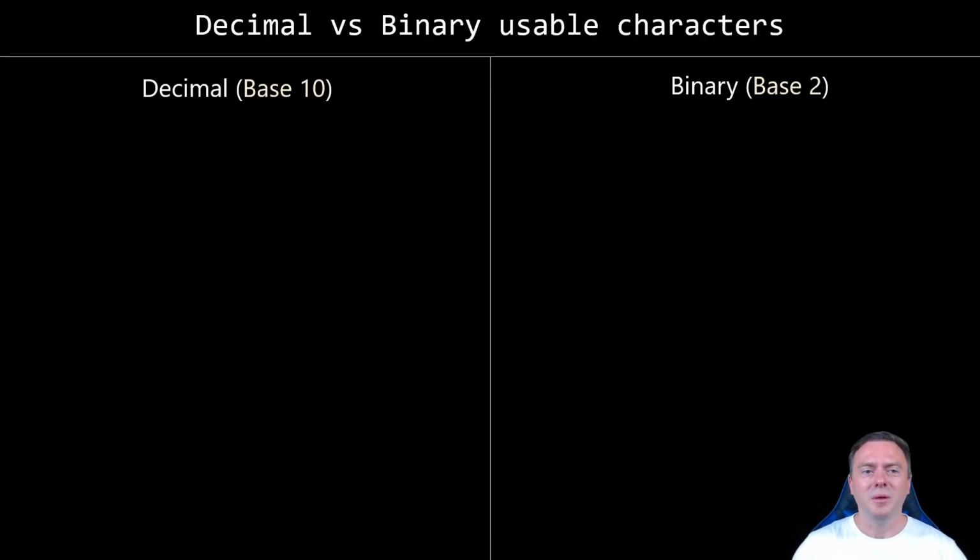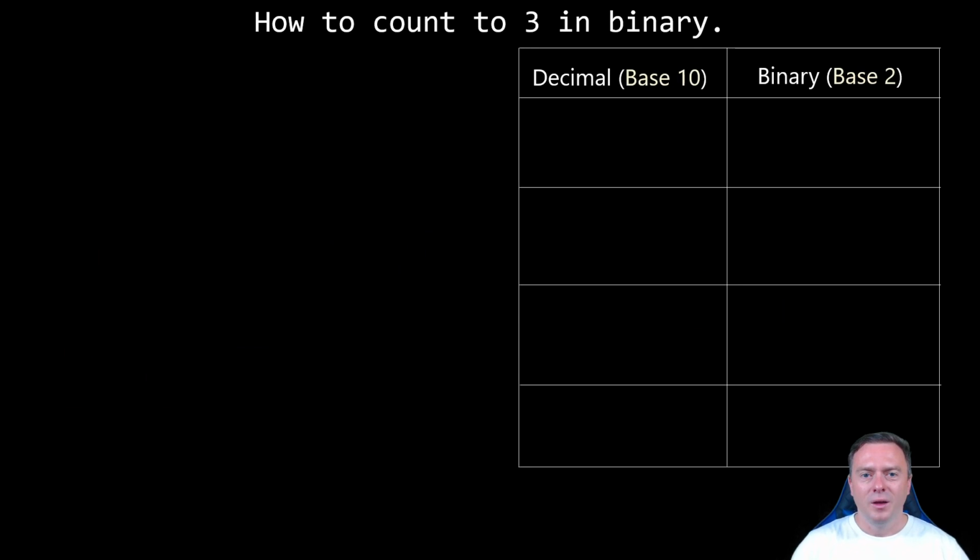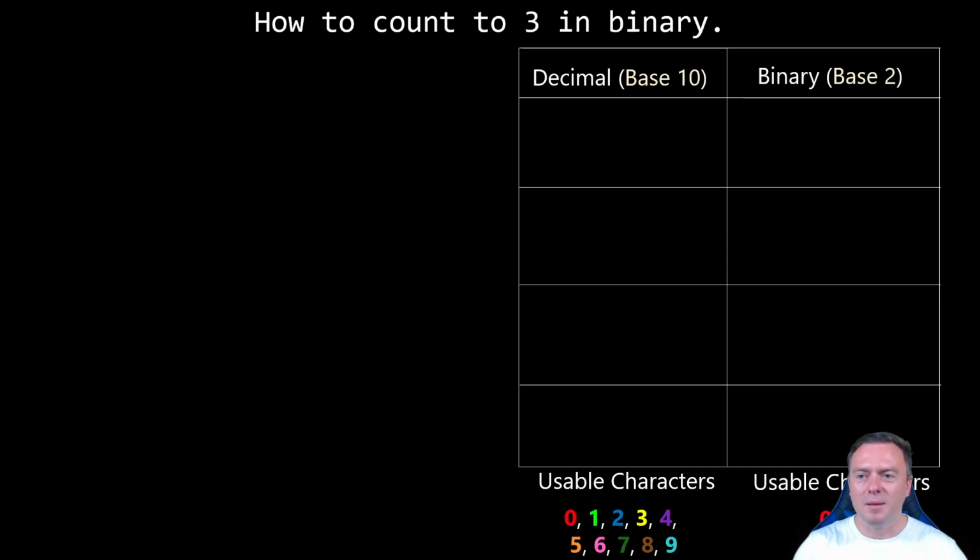Okay. So when we look at decimal versus binary usable characters, base 10 has all of those, whereas binary only has the 0 and 1 to build on. Hopefully we'll see that as we build this pattern. So how do we count to 3 in binary? Let's have another go at this. Hopefully we've had a little time to let that marinate. The only usable characters in base 10 are 0 through 9, whereas in binary, we can use 0 or 1. So in decimal, we can go 0, 1, 2, 3. Counting to 3 is the same as what we've done before.